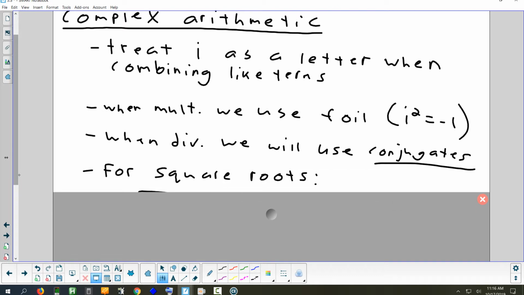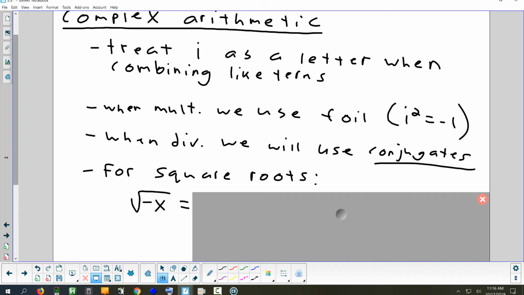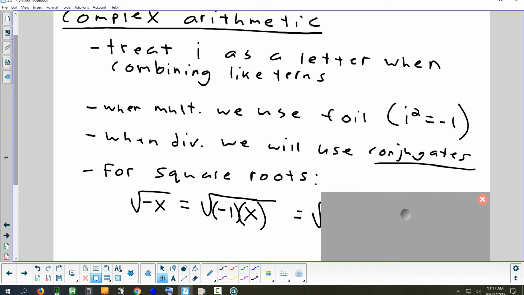And now let's look at what happens when we have square roots. So I have the square root of -x. What number is in front of the x, even though it's not written there? Careful, what number? It's -1. So if I wanted, I could put a -1 in front of the x. It's the same thing. Now, anytime you have a product under a square root, you are allowed to separate it into 2 square roots, just like that.